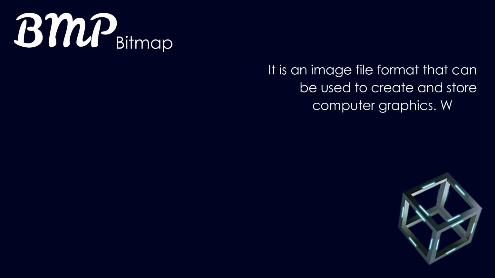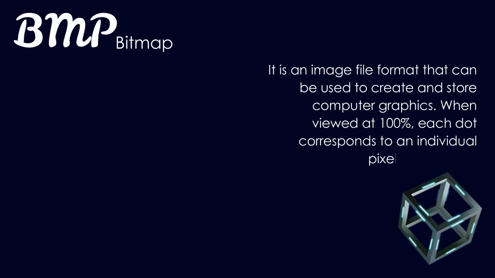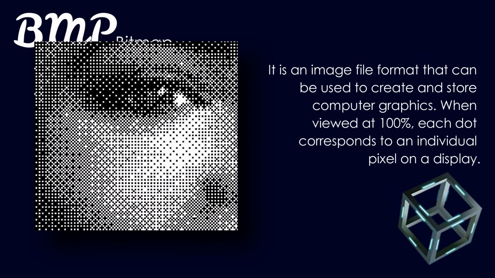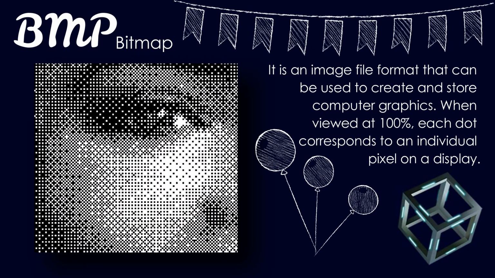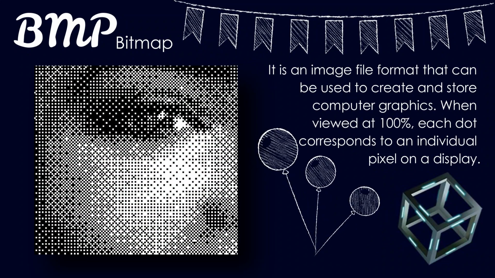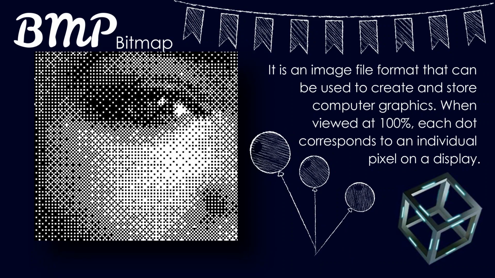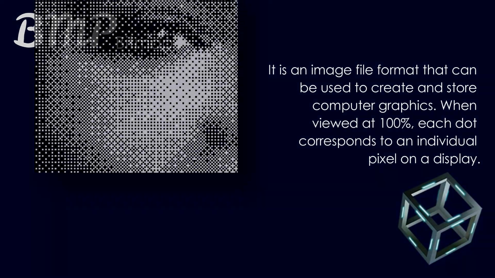BMP, short for bitmap. It is an image file format that can be used to create and store computer graphics. When viewed at 100%, each dot corresponds to an individual pixel on a display. In a standard bitmap image, each dot can be assigned a different color. Together, these dots can be used to represent any type of rectangular picture.